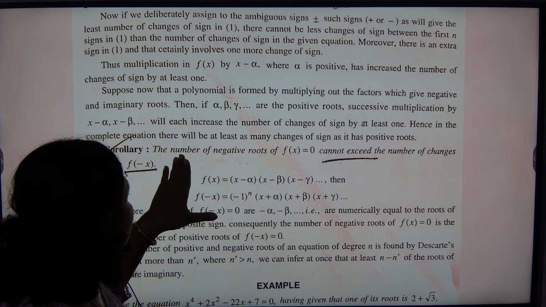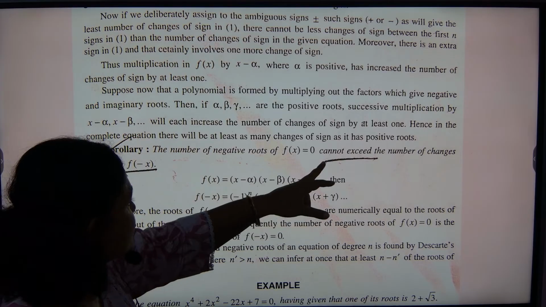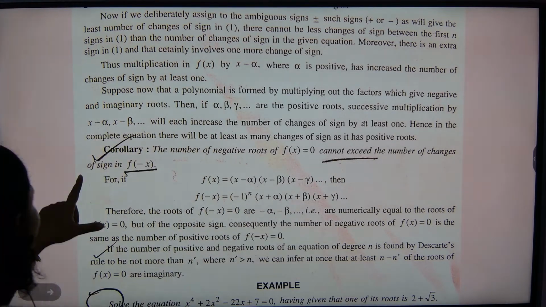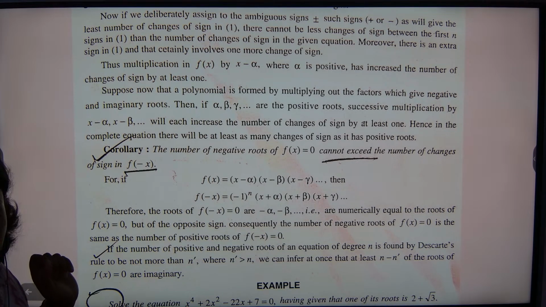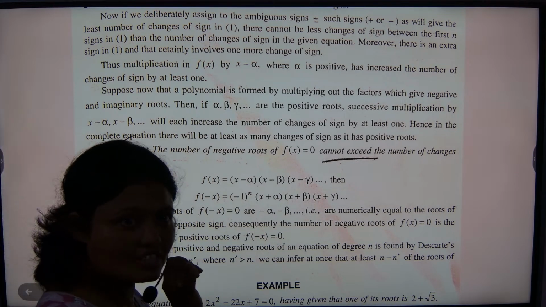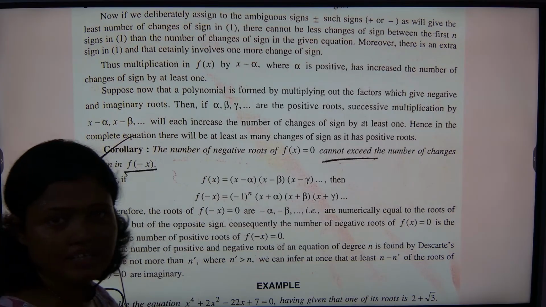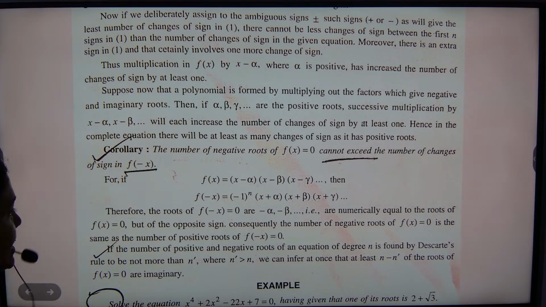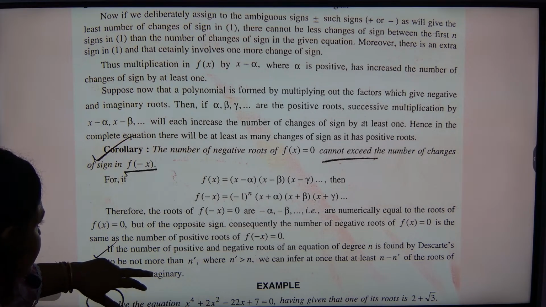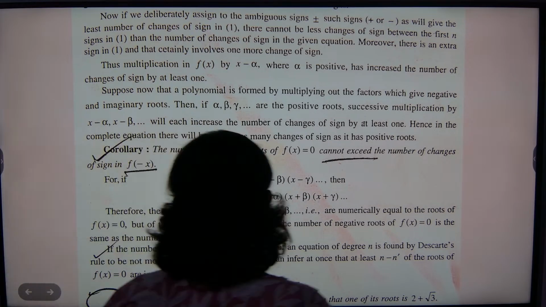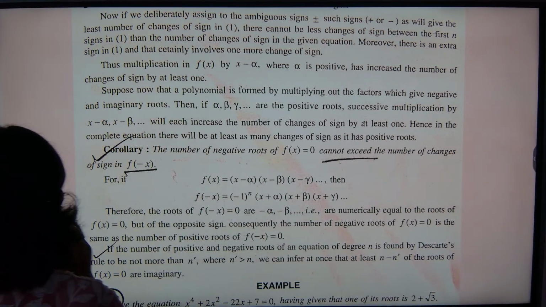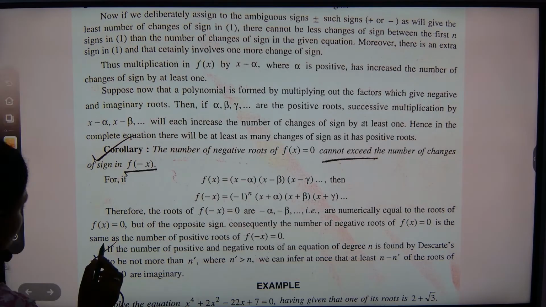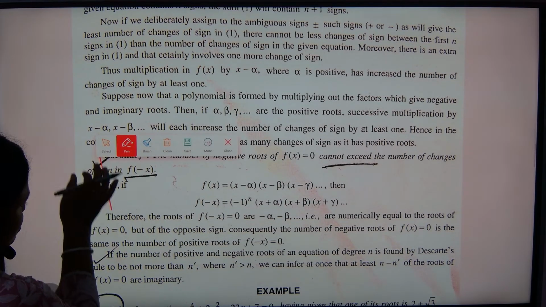negative roots of f(x) equals 0 cannot exceed the number of changes in sign of f of minus x. Got it? In a similar manner, just replace x by minus x. Okay, this is the idea. You have to remember this point. Note this one.